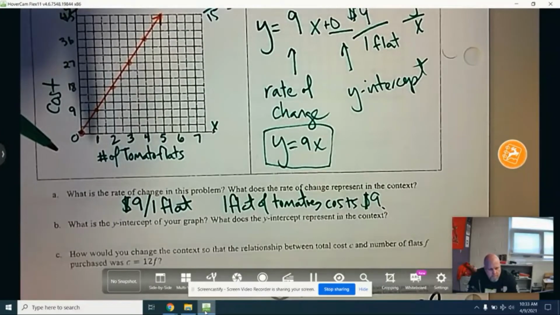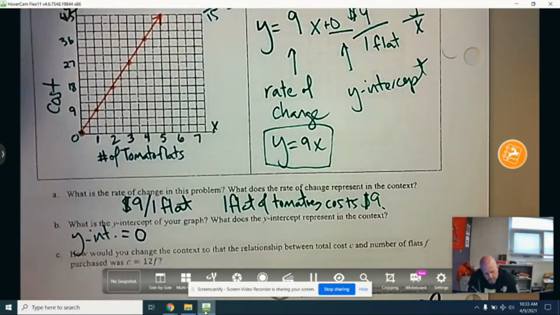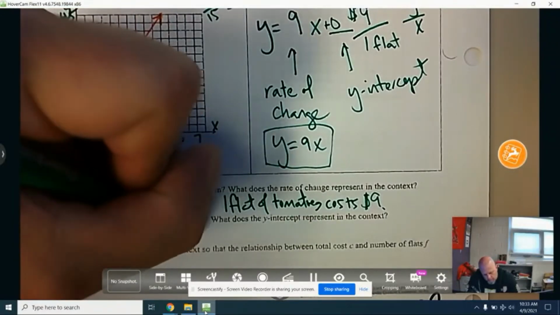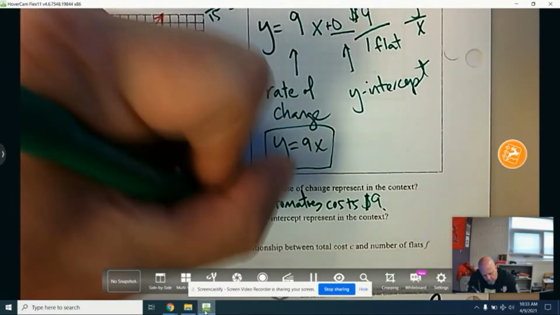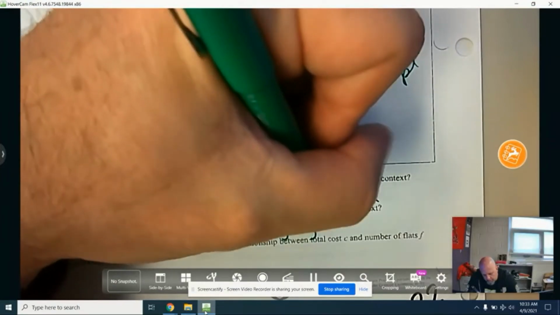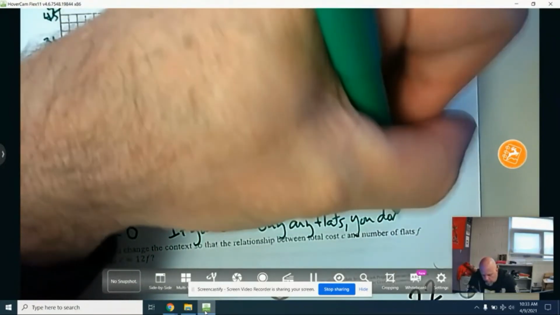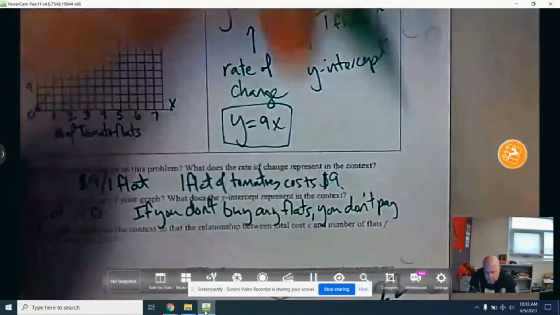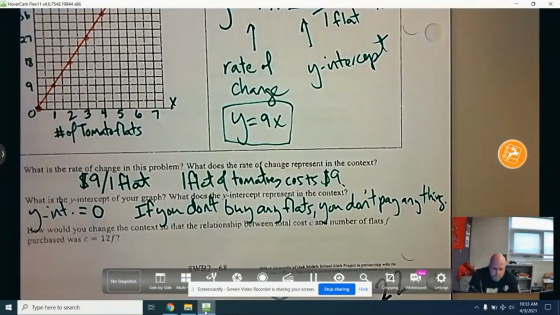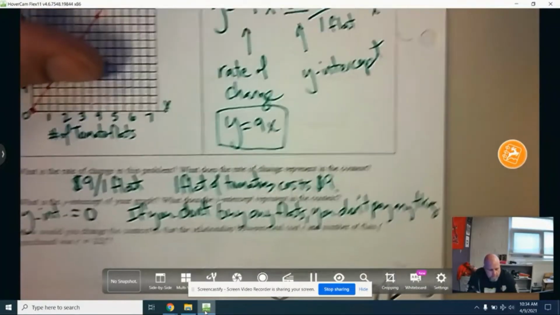What's the y-intercept of your graph? We just talked about that as well. Our y-intercept, we say y-intercept abbreviated equals 0. And what does that mean? Well, for this problem, it means if you don't buy any flats, you don't pay anything. Something along those lines, like, well, 0 tomatoes equals $0, okay? So if you don't buy anything, it doesn't cost you anything.